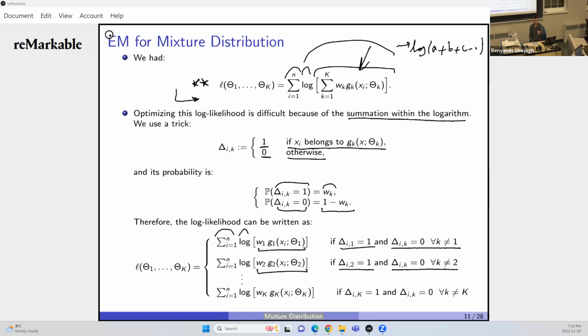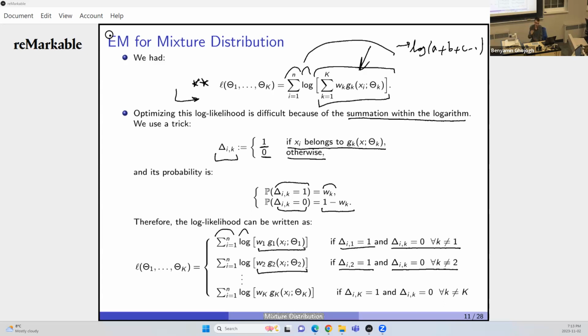Let's divide the summation inside the logarithm into several cases. So I define some parameter delta ik. This is a definition. I'm defining delta ik. i is the index for the data point, and k is the index for the distribution in the mixture, right? Then I said delta ik is 1 or 0.